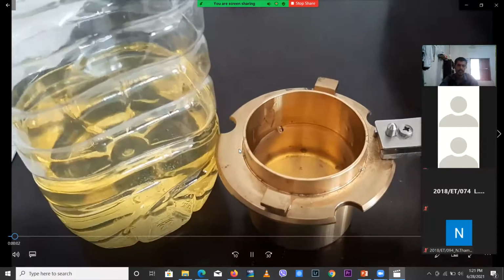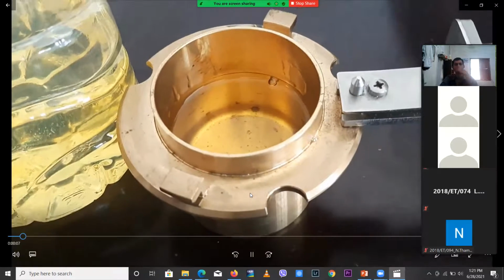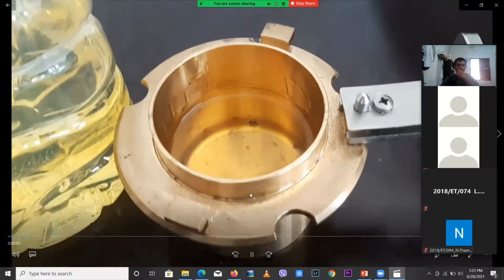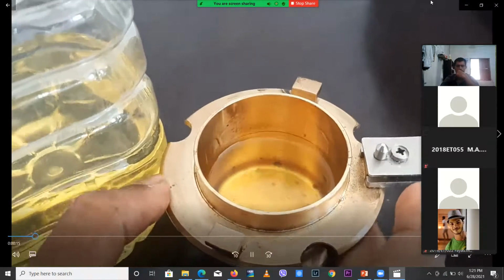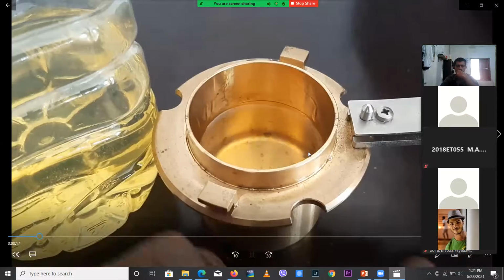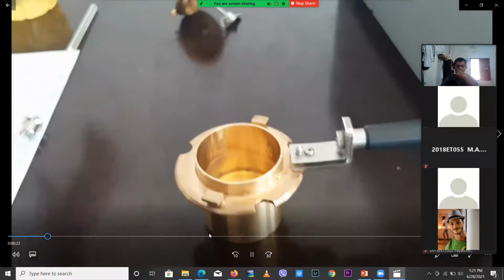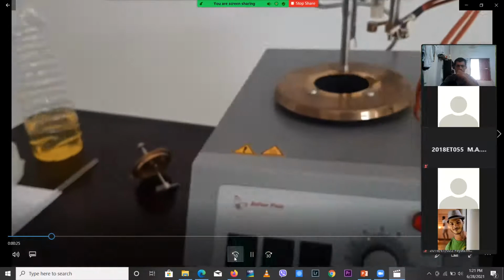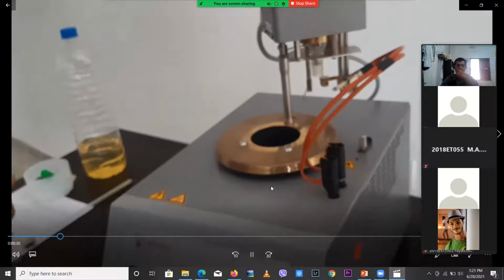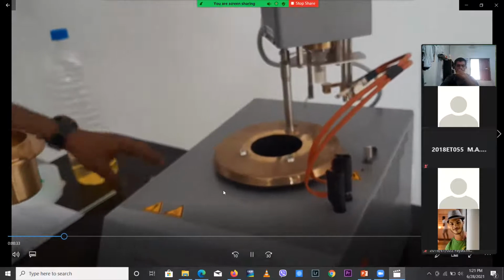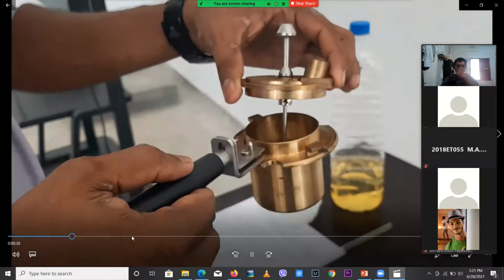So here we are going to find out the flash point for the petrol sample. You can see inside the cup we already filled the petrol up to the mark. Same as diesel or any other fuel, we have to fill the sample inside the cup, and then we have to close the lid.